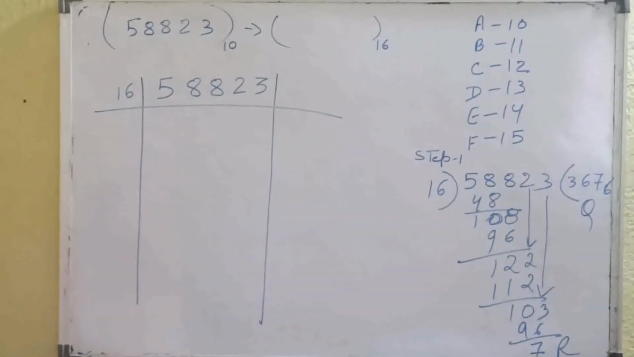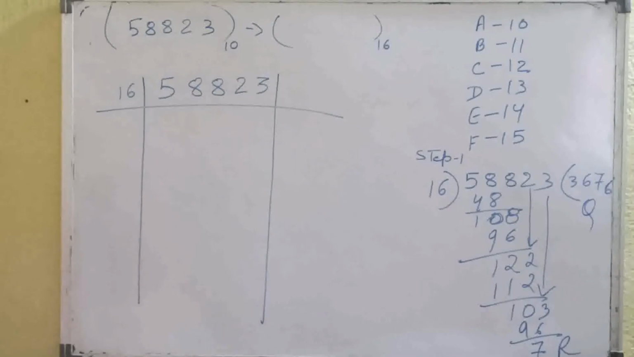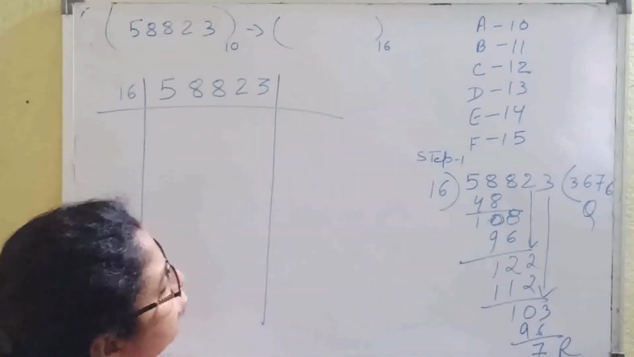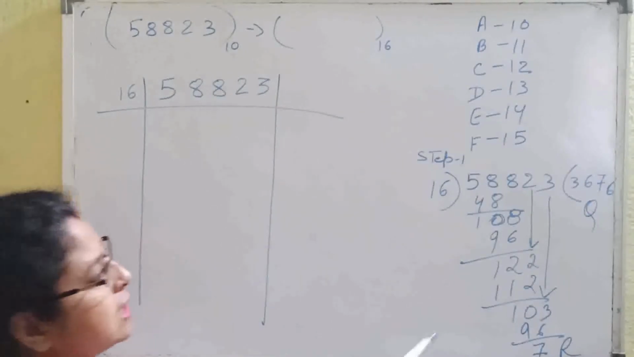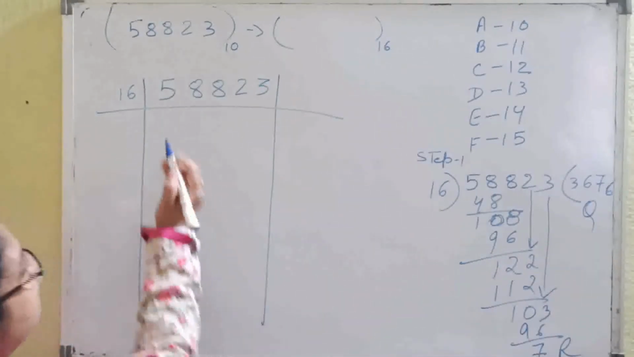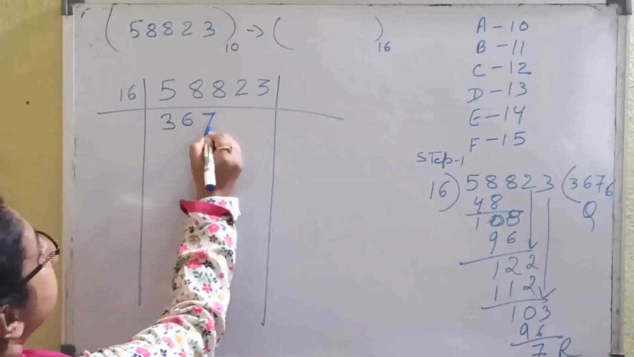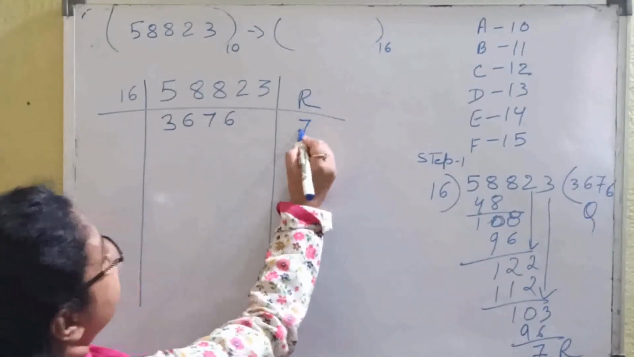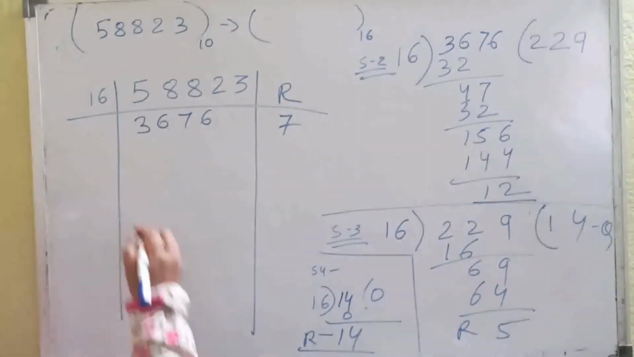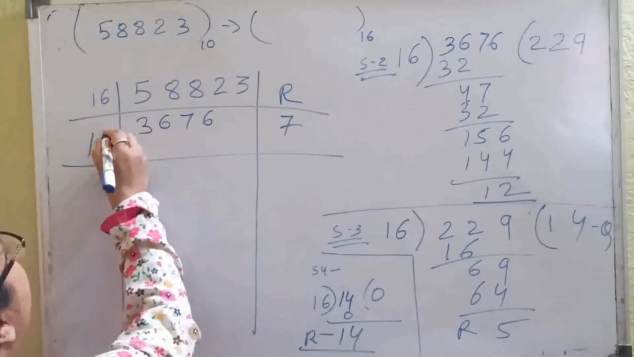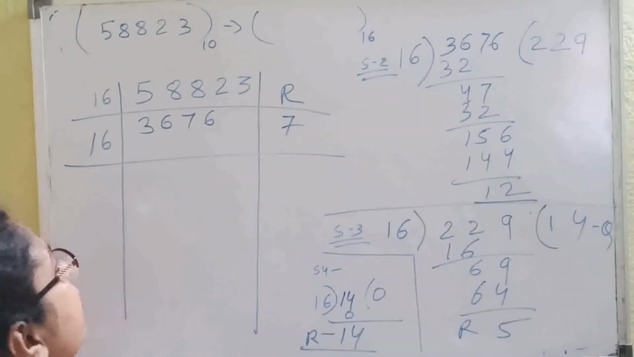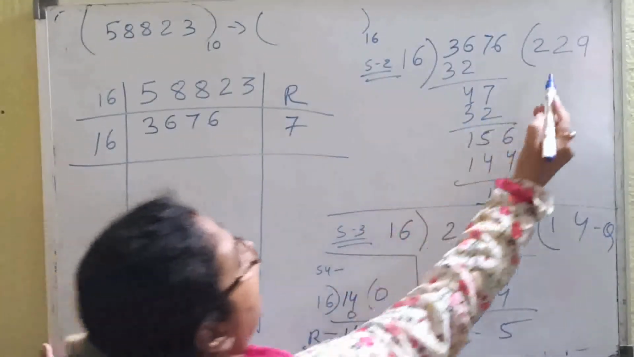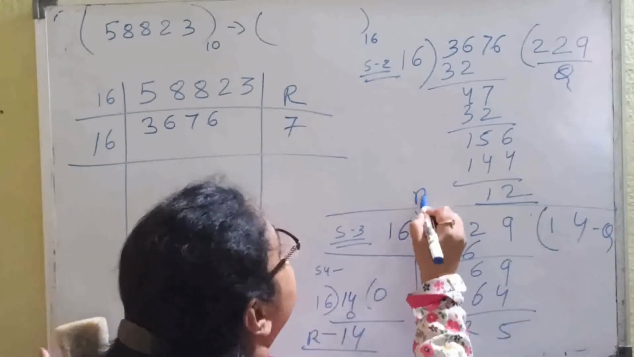So how will we start the conversion? Start division again by 16. You see I have divided this. You will divide in your copy and you will see the quotient you are getting and the remainder you are getting. So 3, 6, 7, 6 quotient you write here and the remainder place you write here. Now again we will divide it by 16. I have divided already. You can see here, this is the quotient and this is the remainder.